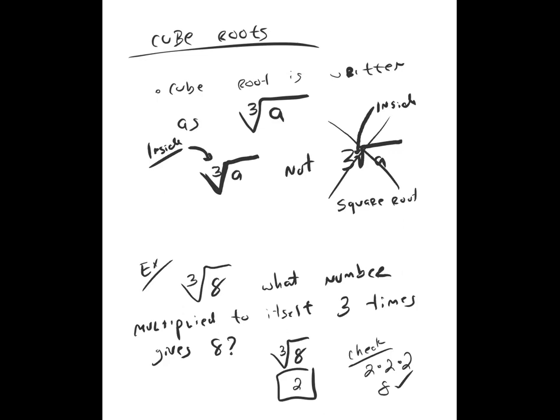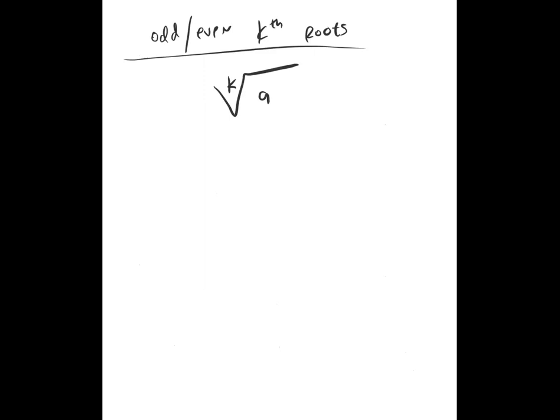And then also, not only do we have cube roots, but what we can see is any type of roots, right? So we can have odd or even kth roots, right? The kth root of A. It can be any number, and still implying the exact same thing.